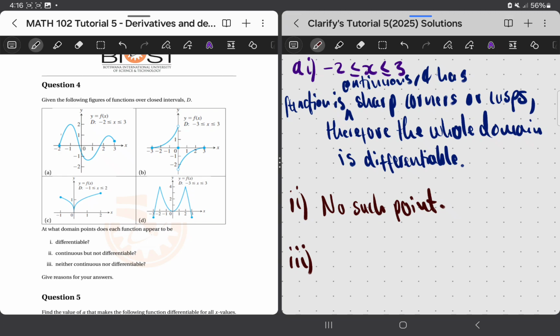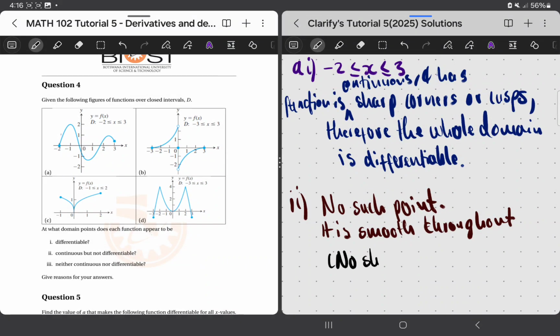Now, 3 is neither continuous nor differentiable. Here there is again no such point. So here you can say no such point because it is smooth. It is smooth throughout. We say that it has no cusp. That's the same thing. It is smooth throughout because they want reasons. That's what they say: give reasons. So that is why it is smooth throughout. You can say that it has no cusps, no sharp corners or cusps. That's what I mean by smooth.